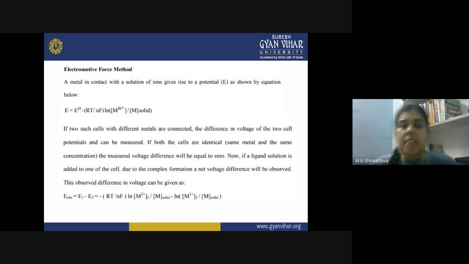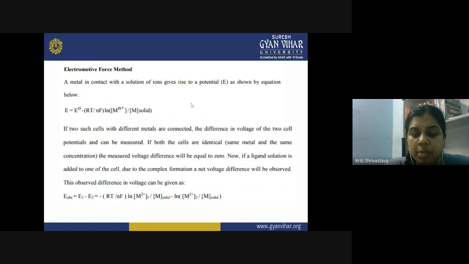Then the next method for the determination of stability constant we have is the electromotive force method. As the name suggests, we are applying some EMF, some potential here. So a metal in contact with a solution of ions gives rise to a potential E, and it can be shown here by this equation. You call it the Nernst equation.